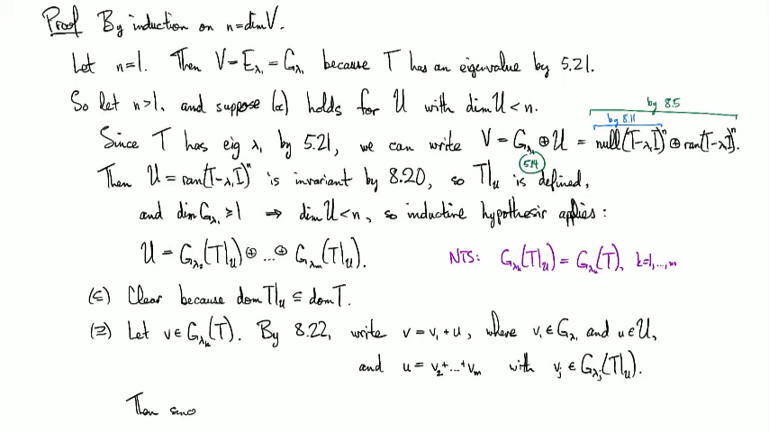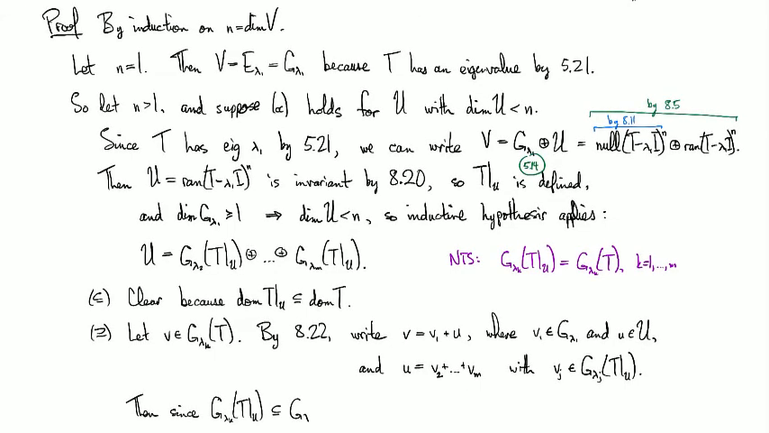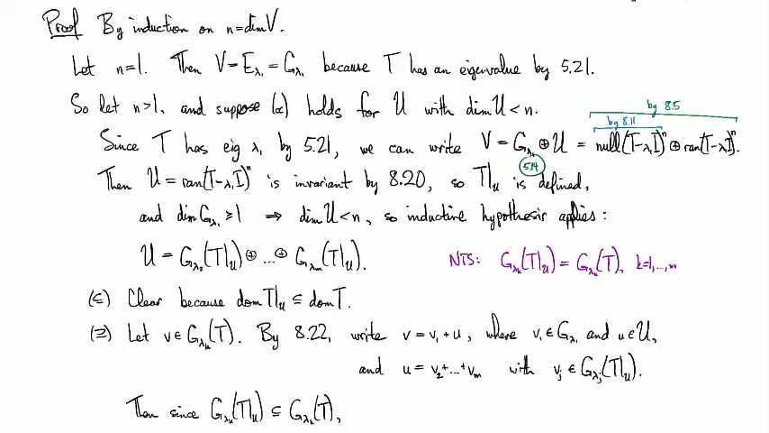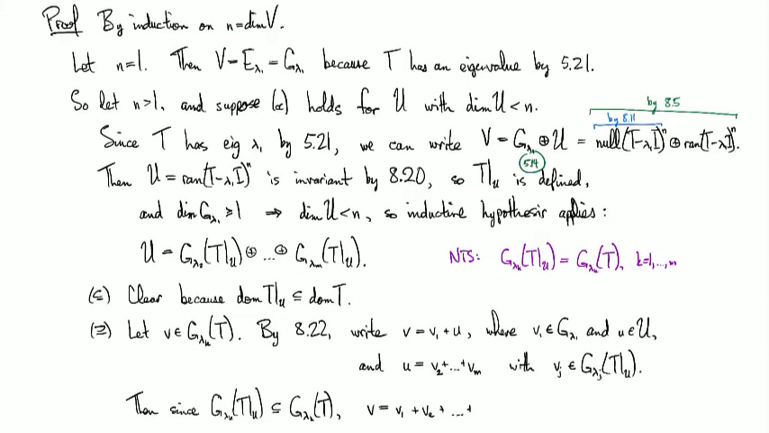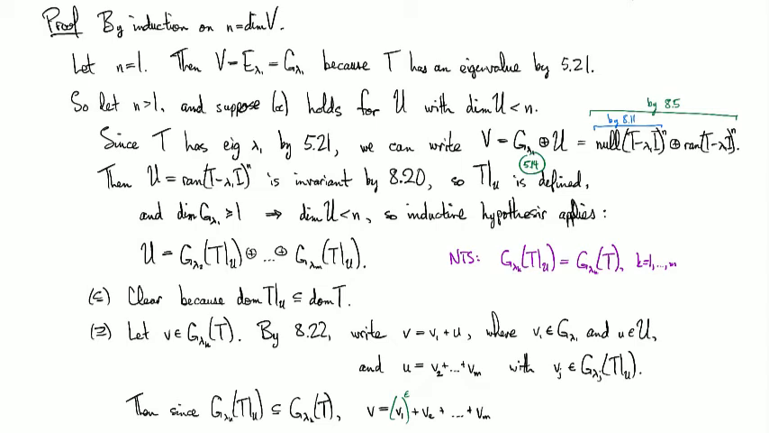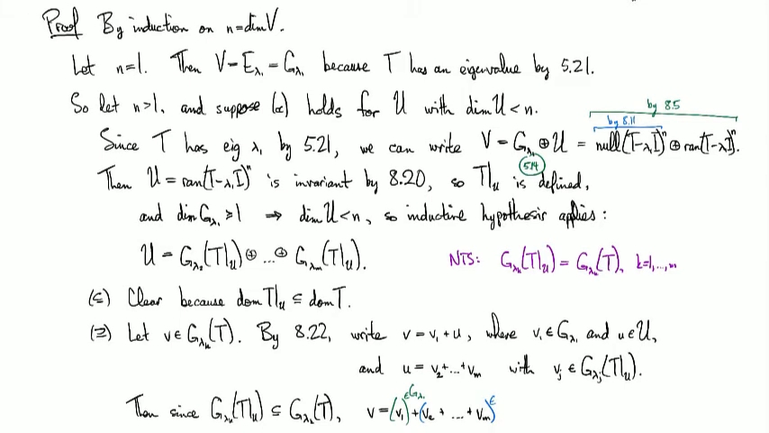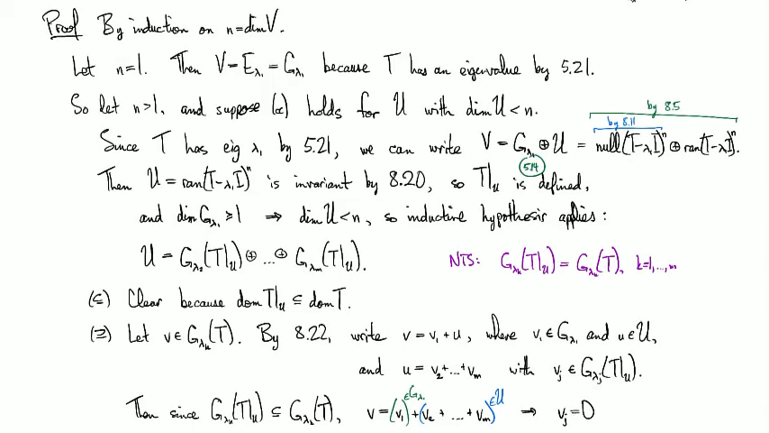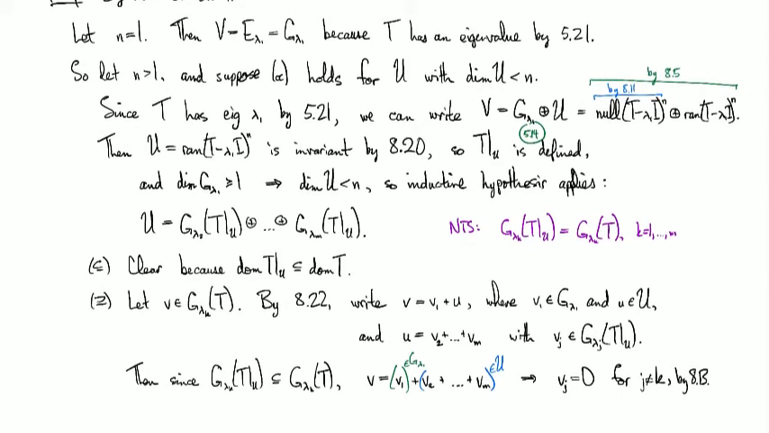So then, since G lambda k of the restricted operator is contained in G lambda k of T, in this decomposition that we just wrote down, v1 plus v2 plus up to vm, we can see that this first part is an element of G lambda 1, and this other part is going to be in U. So now this implies that vj is equal to 0 for j not equal to k by 8.13, which is the independence of eigenvalues yet again.